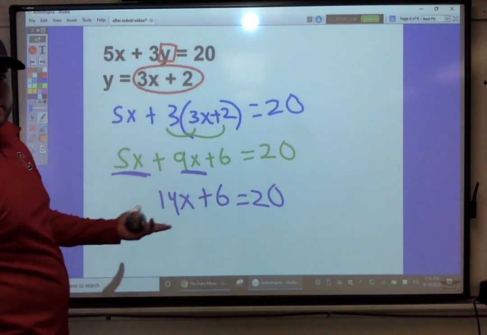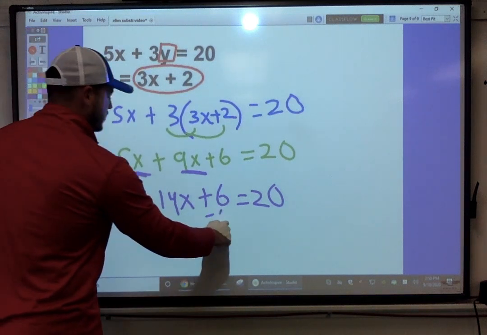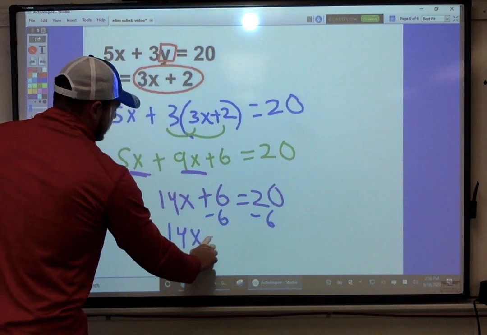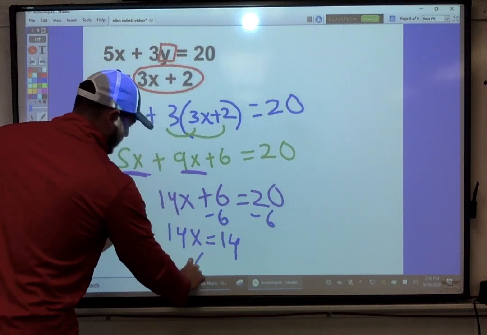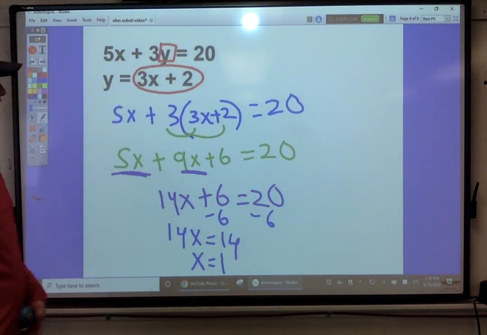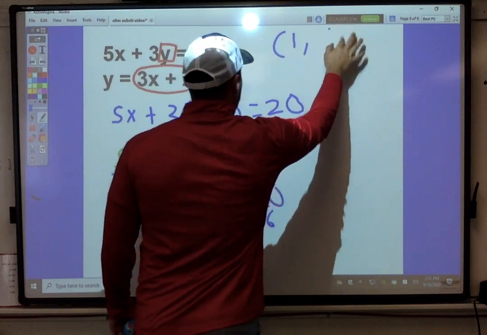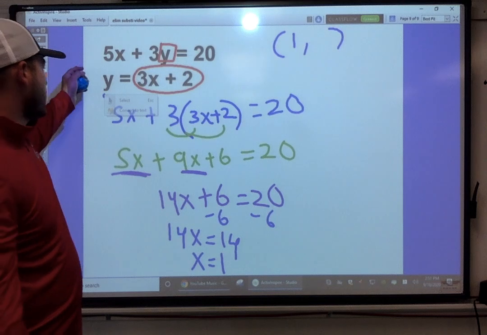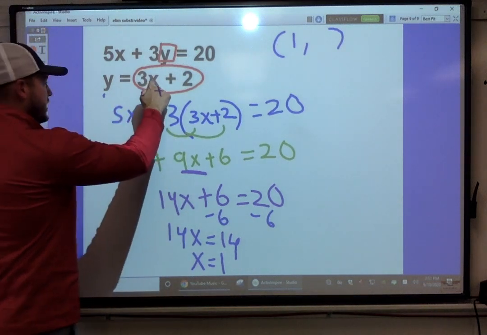Simple two-step equation now. You guys I know can solve this in your sleep. Going to subtract 6. So 14x equals 14. You guys know that 14 divided by 14 is 1. So we know that our x value is 1. We don't know our y just yet, but we know what y is equal to. y is equal to 3x plus 2. So let's substitute this x. I'm just going to make it a 1.